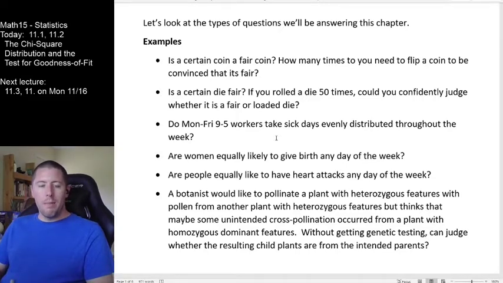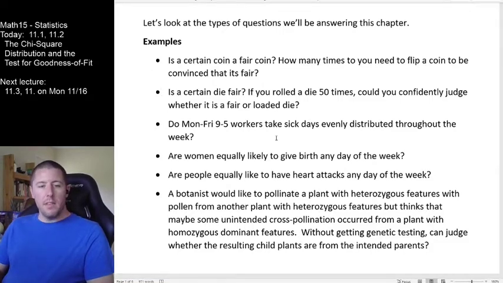Do workers that work Monday through Friday from 9 to 5 take sick days evenly distributed throughout the week? It's often the suspicion of many employers that sick days are taken more often on Mondays and Fridays because they're not actually sick days, they're weekend extensions. And so an employer might want to perform a chi-squared test for goodness of fit to determine if his employees are in fact taking sick days uniformly across the week, which is what we would expect if they truly were sick days, or if they're perhaps more weighted towards Monday and Friday, which would be the case if they were not actually representative of sick days.